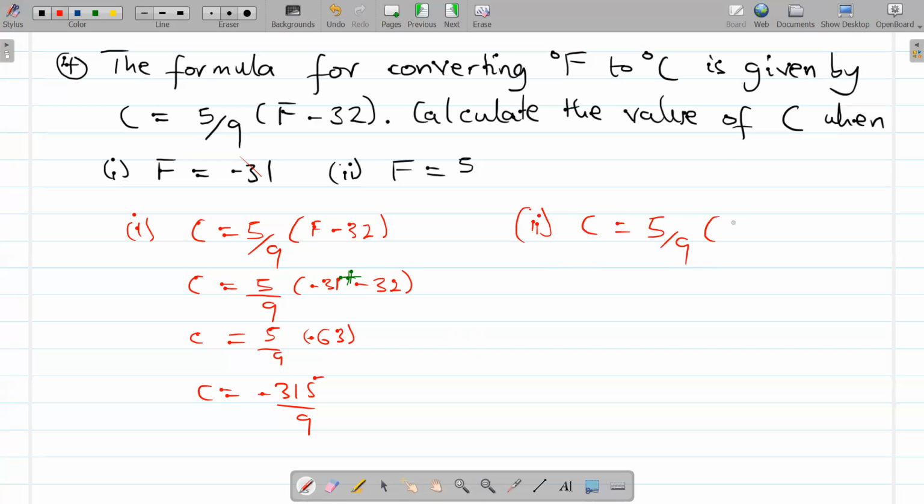F is what? 5. So 5 minus 32. Yes, what we are replacing it with. So C is equal to 5 out of 9. So 5 minus 32, what are you going to get? This is positive. Yeah, we are going to get 25. Is it positive or negative? Positive. So 5 minus 32. Sorry, 27. So you're going to get positive or negative? Positive 27.